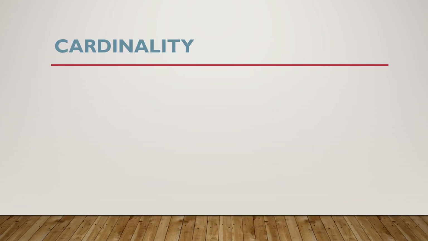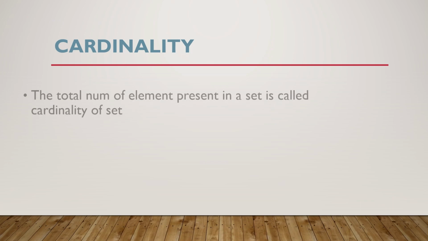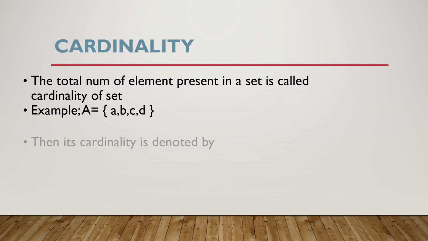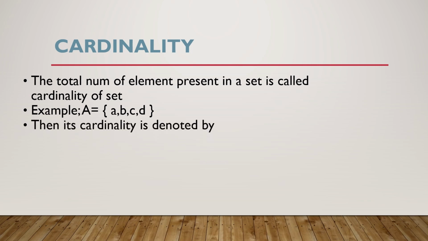Next, we are going to discuss cardinality of set. The total number of elements present in a set is called cardinality of set. For example, let's take a set A, which represents the elements A, B, C, and D. Then its cardinality is denoted by, let's count the elements here, 1, 2, 3, 4. So the cardinality of set A, n(A), will be equal to 4.